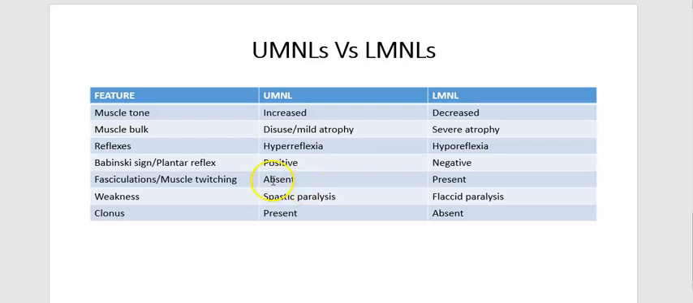Now, the other thing that you find in upper motor neuron lesions is absent fasciculations, and you also see spastic paralysis and a present clonus sign. Now, things like clonus and Babinski sign are usually well appreciated when you see one. So take time and look up one.